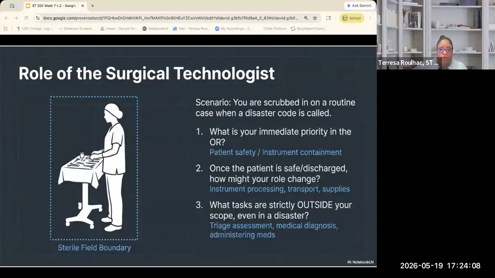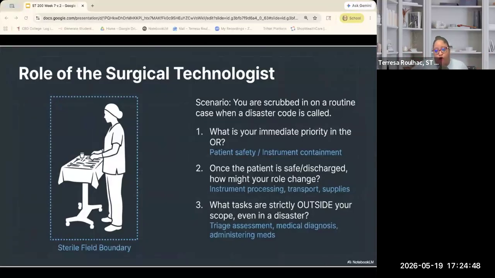Now let's assume the case is safely concluded. Okay, patient stable. Now we shift to getting the room turned over, getting our instruments processed, supply management. Sometimes one of us that's free, a lot of times you may be a floater, can help with transport of patients. In disaster response, we as CSTs often support throughout the entire process, not by necessarily expanding our scope, right? We're not in there doing heart surgery, but we are increasing efficiency.